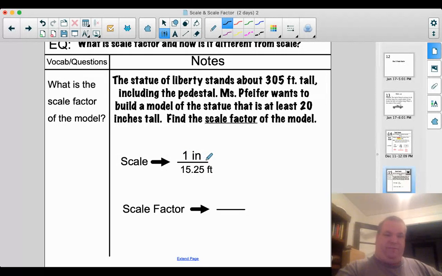So I'll leave 1 inch on the top, and I'm going to turn 15.25 feet into inches. Because there's 12 inches in a foot, I just have to multiply that by 12. 15.25 times 12, here's an example of how we would show that work, equals 183. That's 183 inches. So the scale factor is 1 to 183. It's 183 times bigger in real life than it is on the model.